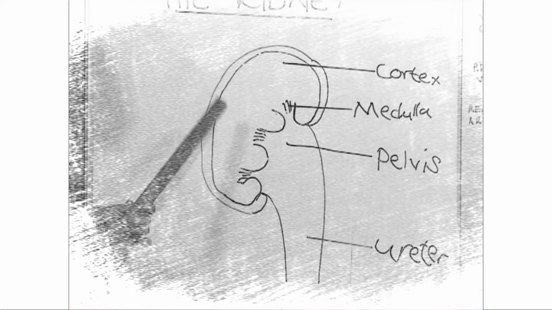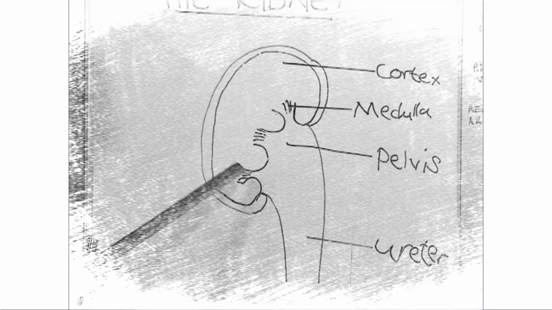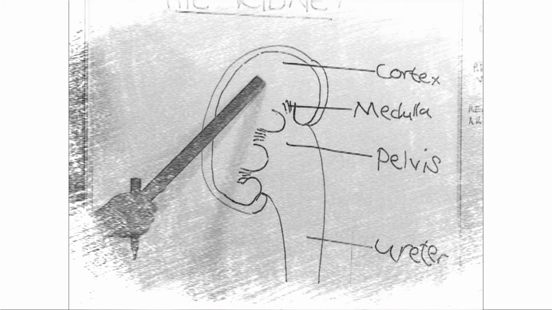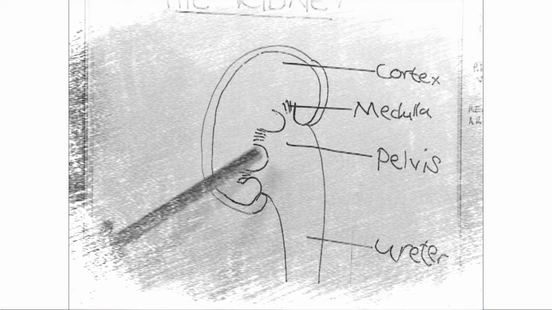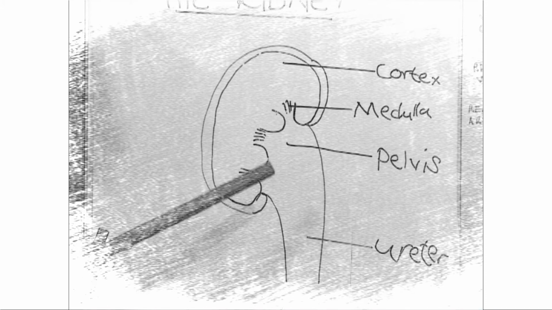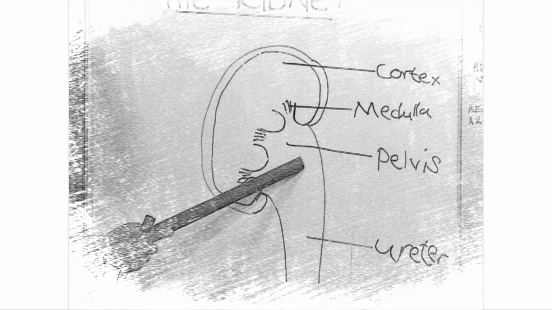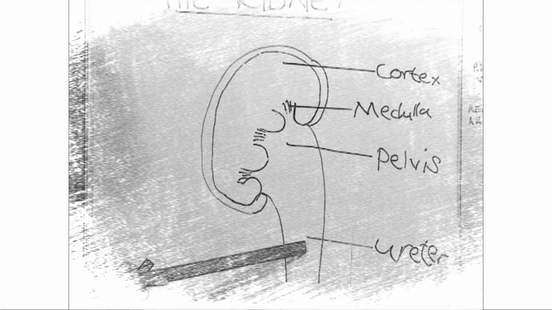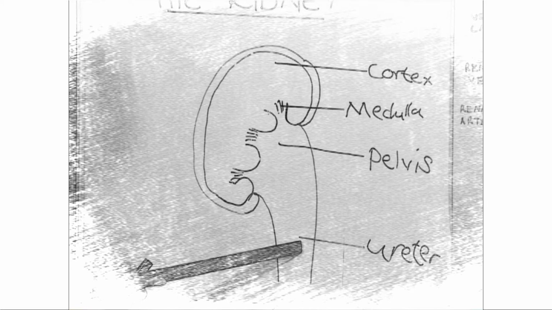So when they ask you to draw the section through the kidney, this is what you're supposed to do. So remember, this is the cortex. Then we have the medulla. We also have the pelvis. Then this is the ureter.